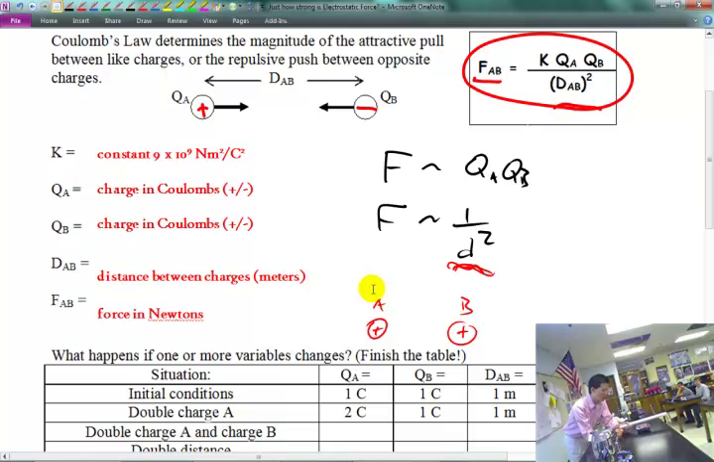If I go 10 times closer, there's 100 times the force. You see that? So what's really going on is, it looks like a magic wand, but it's not. It's simple electrostatic attraction, and I can apply Coulomb's law to increase or decrease the amount of force present there.